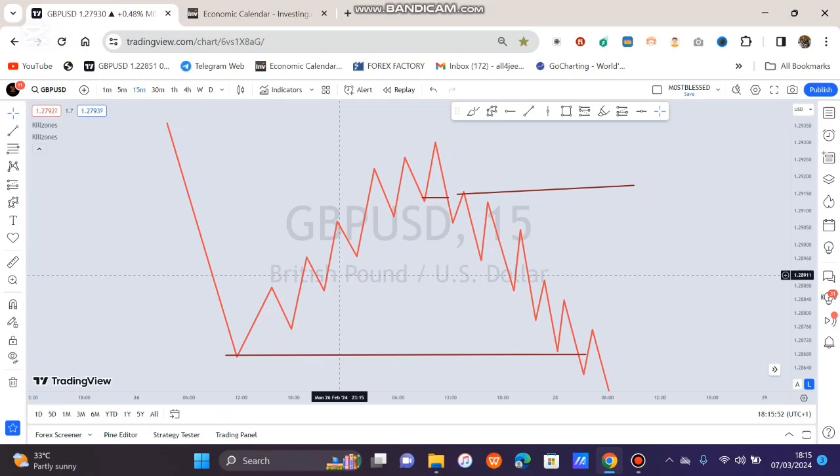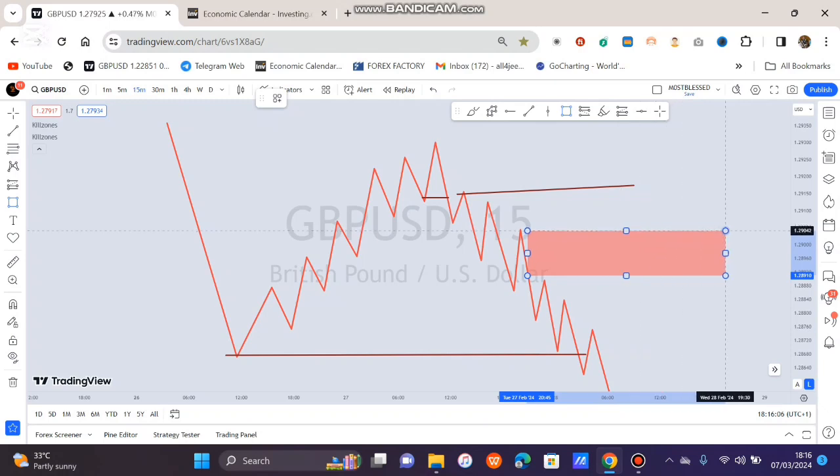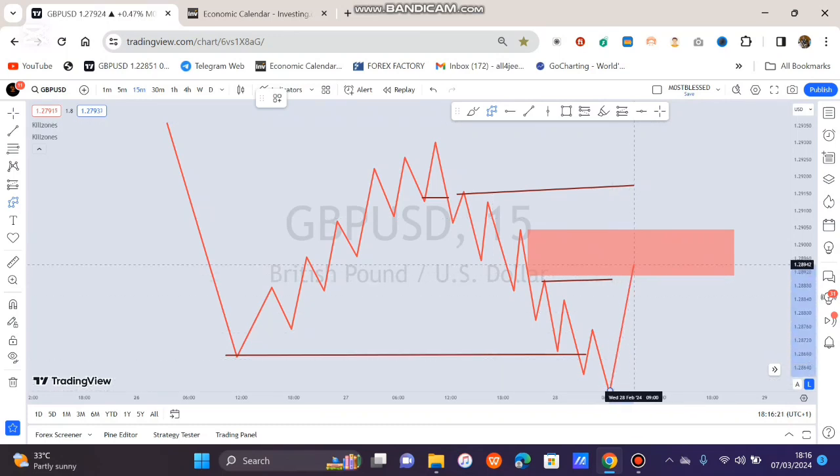Which means what? There's an imbalance between this structure and this structure. That imbalance is what makes this point a valid point. So it means this incomplete pullback is a liquidity. It's not an inducement, it's a liquidity. And market can come back and take it as liquidity and continue selling. That's what we call incomplete pullback.